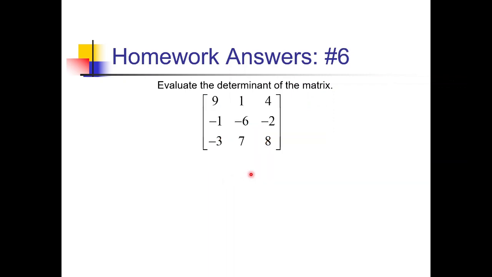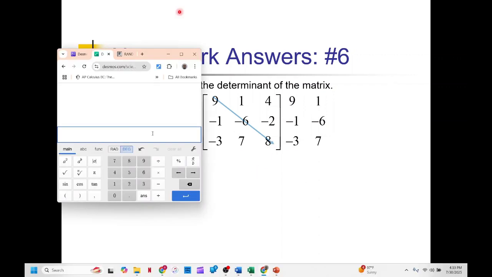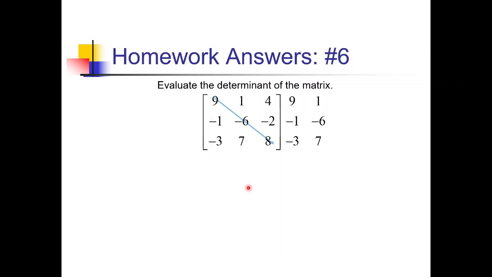To find the determinant of this 3 by 3 matrix, let's first rewrite the first 2 columns over here. And now we're going to multiply the downward diagonals together and add those. Do the same for the upward diagonals, and then we'll subtract those 2 sums. So first downward diagonal, we've got 9 times negative 6 times 8. And I'm actually going to go to the calculator for this. So 9, negative 6, and 8 gives us negative 432.